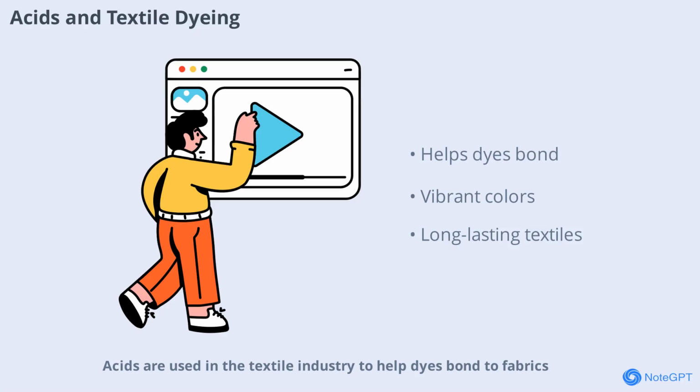Acids are used in the textile industry to help dyes bond to fabrics. This ensures that colors stay vibrant and don't wash out easily. The right balance of acids and bases is crucial for producing high-quality, long-lasting textiles.